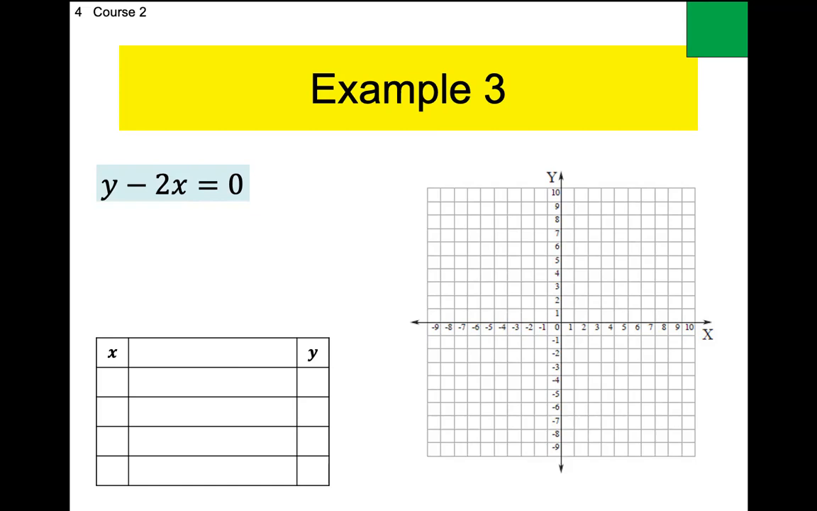All right, first step, what are we going to do? Add 2x. We're going to add 2x to both sides. Hey, y is by itself. Wait, what? Already? We just add 2x to both sides. What numbers are we going to pick for this one? Are there any fractions?